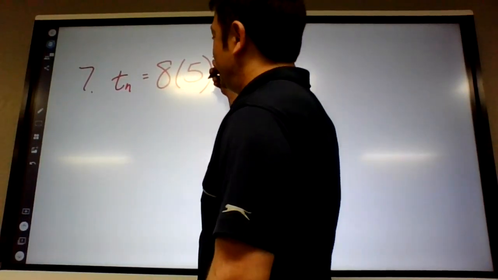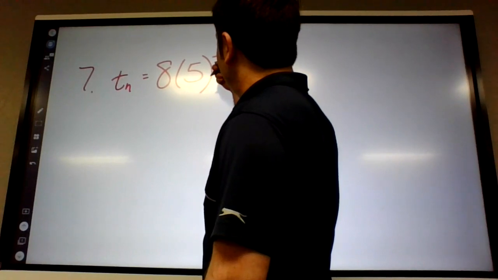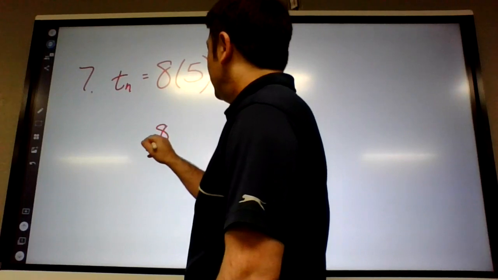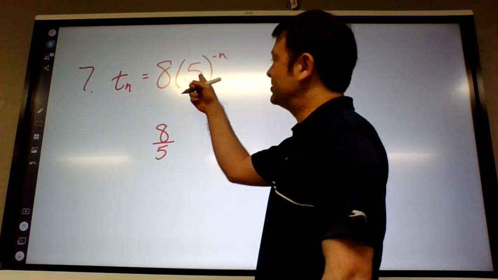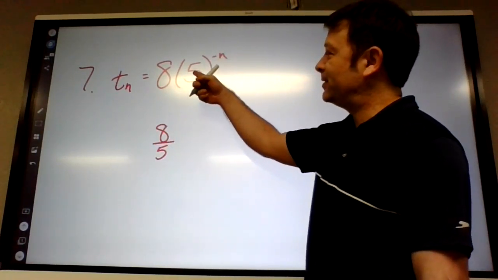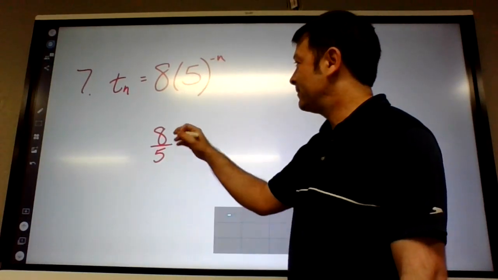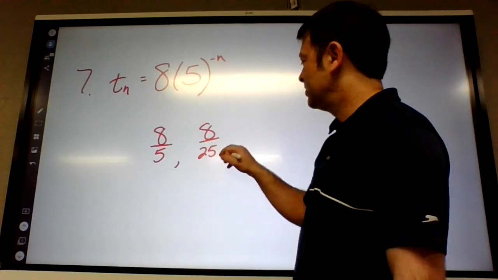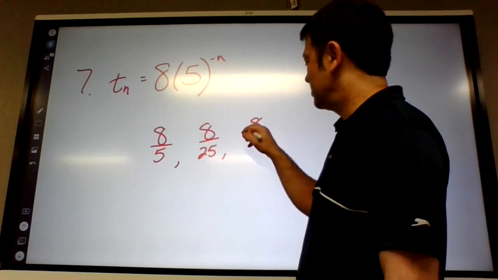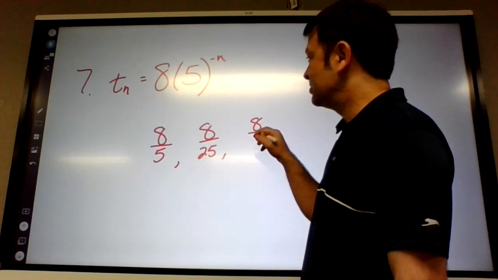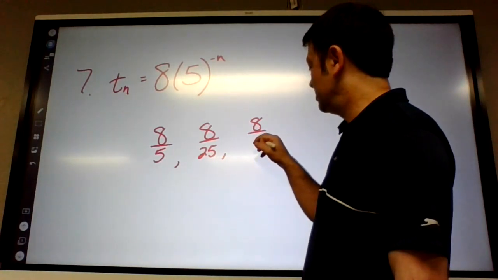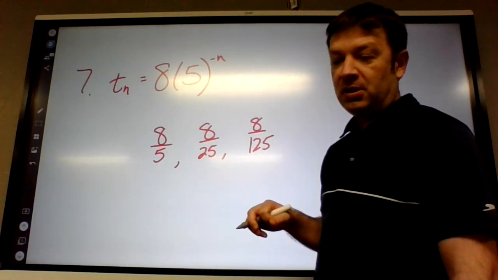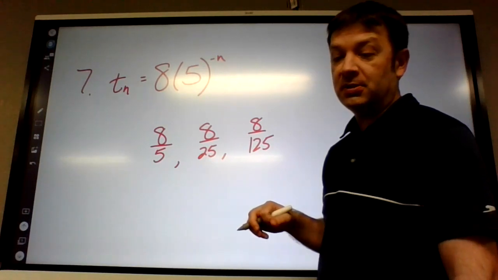Okay, so we need to kind of make a list here. If I plug in 1 right there, what do I get? Well, this is 1, -1 is 1/5, so it's 8 times 1. If I plug in 2, okay, I'm not putting the pluses. Which is not quite 125. We're T sub n. Okay.